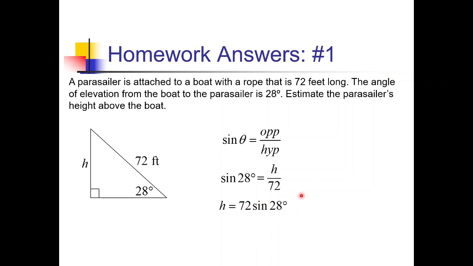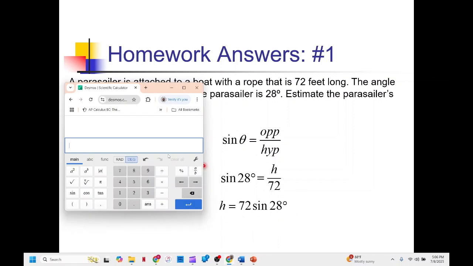And I'll just run those numbers on the calculator. So making sure I'm in degrees mode for all of these, let me do 72 sine of 28. And that comes out to 33.8. And that's going to be in feet.